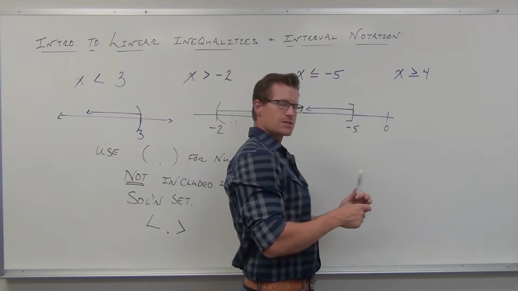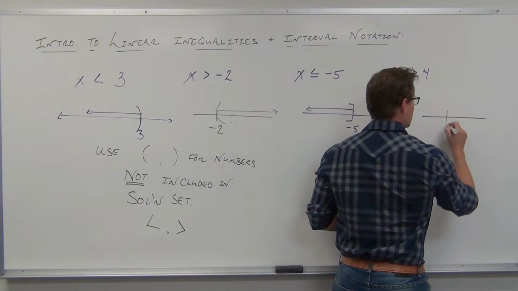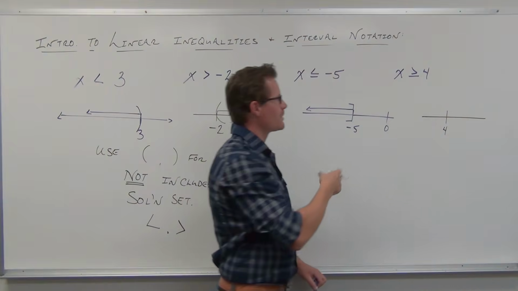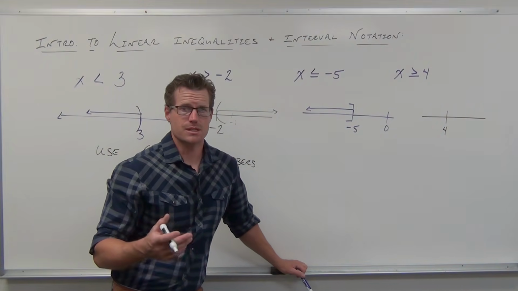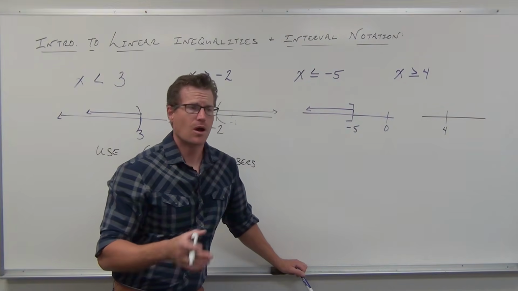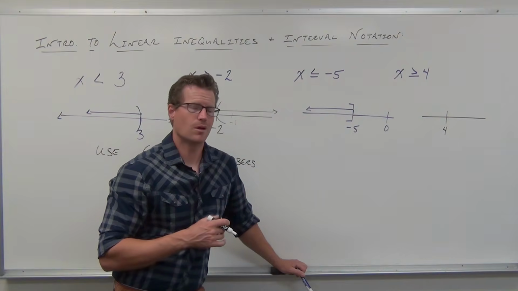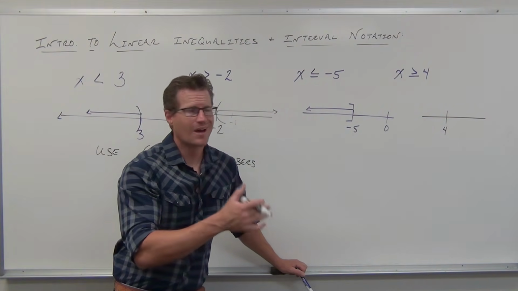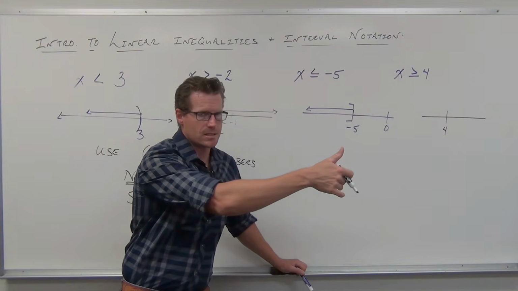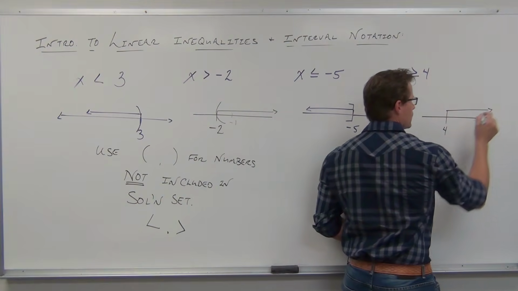Now, the last one. Let's do this: x is greater than or equal to 4. Let's think about the numbers that are more than 4. 5, 6, 7. That's pretty easy because we have a positive number here. All the numbers that are more than 4 are all the numbers that are to the right of 4. That works in general. If you're looking for numbers that are bigger than a given number, they're always going to be to the right on a number line. So we're looking at numbers that go this way.